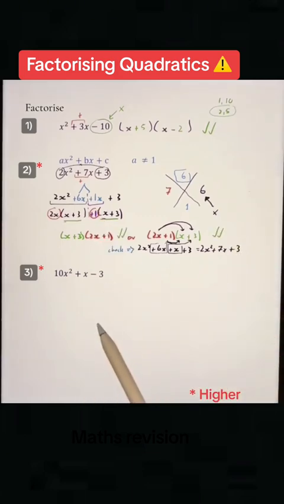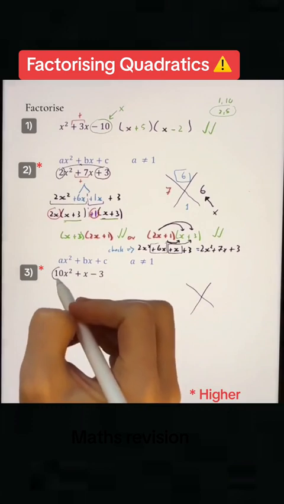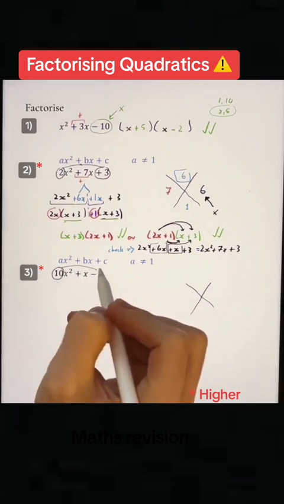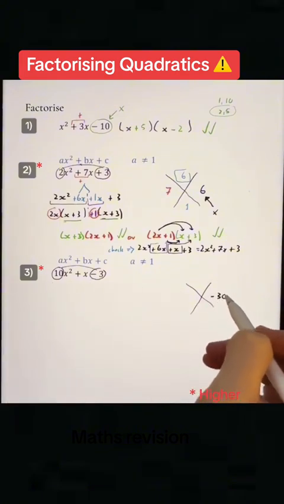Once again, factorize means to put back into brackets. Again here, the number in front of the x squared term is not 1. So I apply my a times c method. Again, start by drawing across. A times c, I multiply the number in front of our squared term by our number term. In this case, 10 times negative 3, you must take the sign, gives us negative 30.